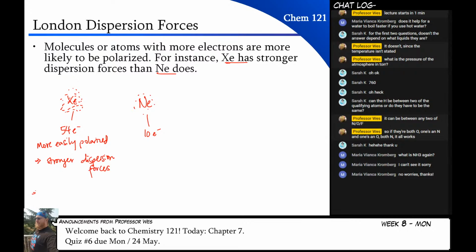And if it has stronger intermolecular forces, of which dispersion is one of them, it'll have a higher boiling point. So between xenon and neon, xenon has a much higher boiling point. They're still both relatively low. Xenon boils at room temperature or below, but neon boils way below room temperature.